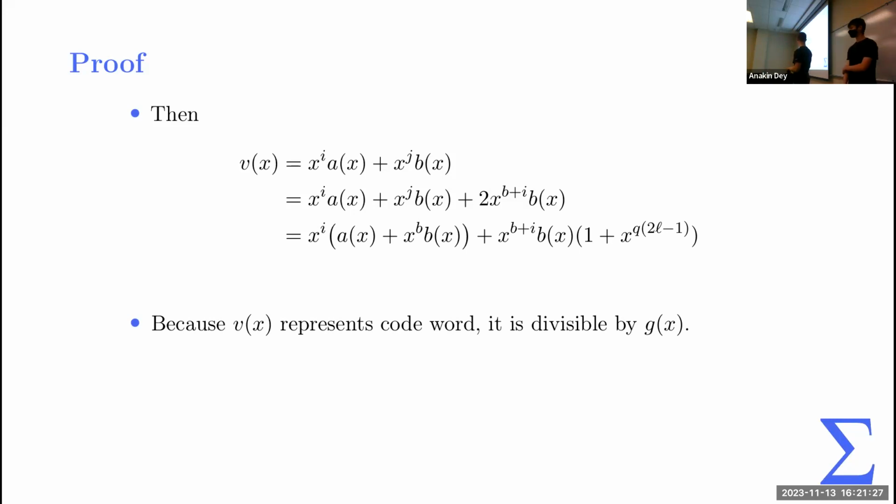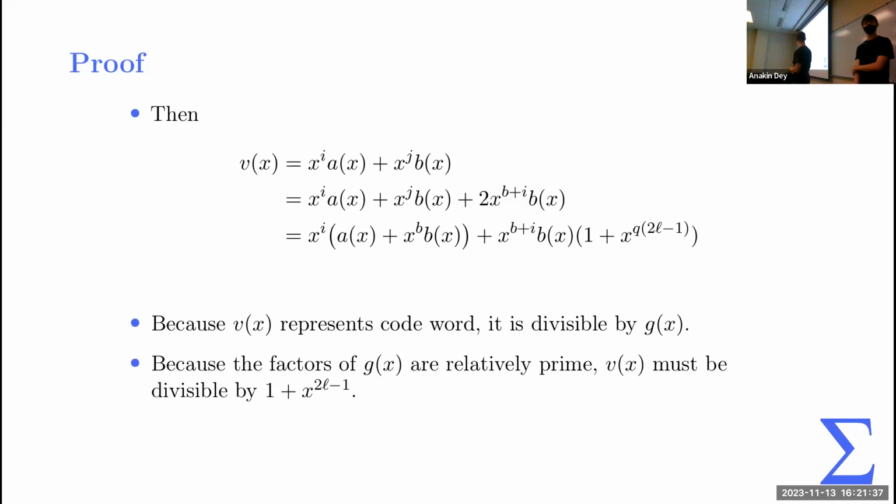If we divide it by G, we know it's a code word, so it has 0 remainder when we divide by G because there's no error. We know then that the second part, this, is divisible by, well, okay, so we have the lemma from before that the two parts are relatively prime. So each side of the plus has to be divisible by each one of these.